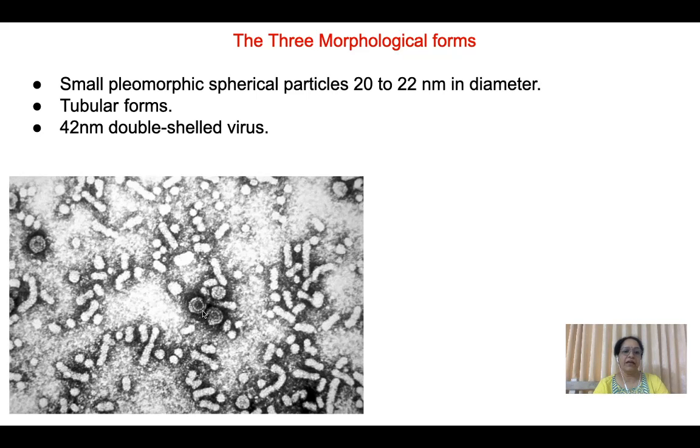The third one and most serious form of infection occurs because of the 42 nm double shelled virus. So here in this figure you can see this 42 nm double shelled virus of HBV, and these are the infectious ones, meaning these are complete virions which when transmitted from one person to another lead to hepatitis B.